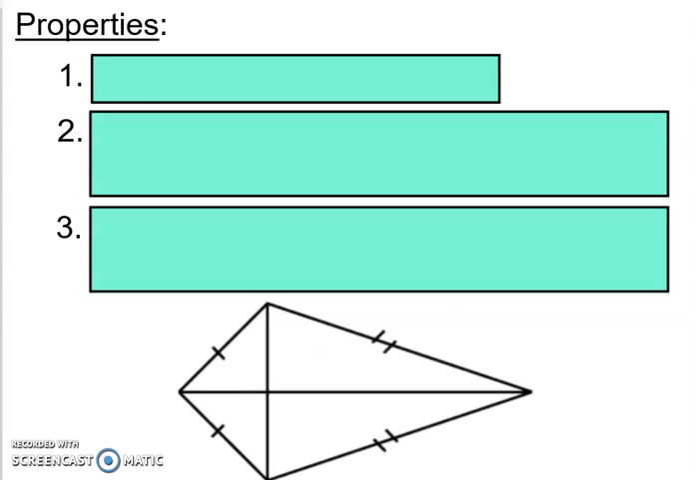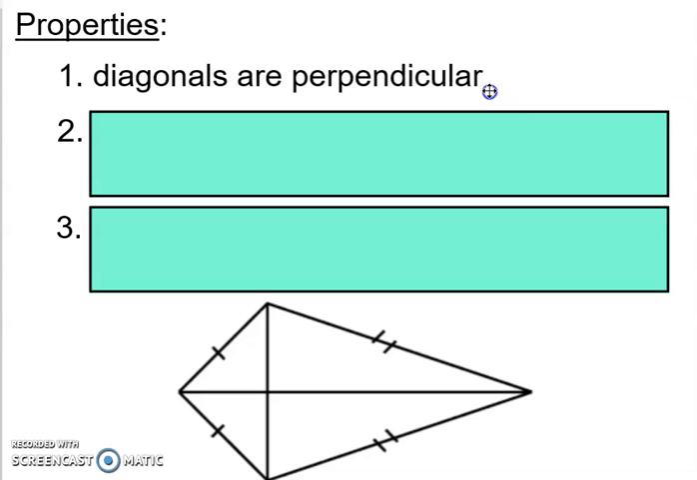So the first property says that the diagonals are perpendicular. Okay, diagonals are perpendicular. So we had the property like this when we did the rhombus and the square. So this means in the center of our figure, we are going to have right angles where those diagonals cross through each other.